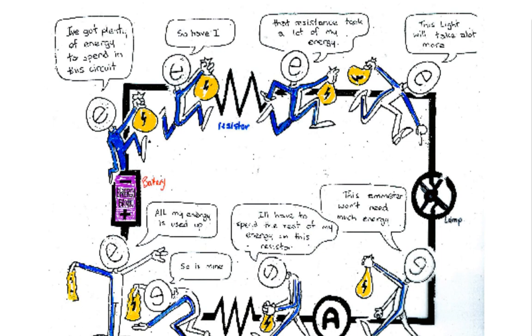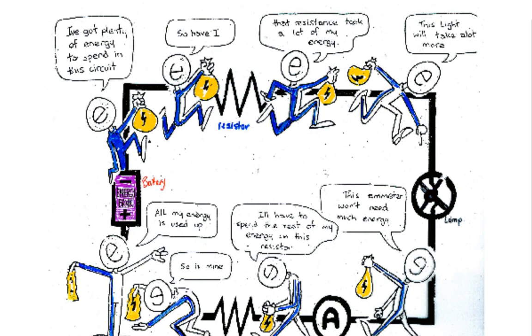So you can see our electrons here leaving the battery. "I've got plenty of energy to spend in this circuit." "So have I." Then they go through the resistor. "Oh, that resistor took a lot of my energy coming through here." This light will take a lot more. The ammeter won't need much energy. Ammeters don't use very much at all. And then they have to spend the rest of their energy when they go through this last resistor, and all the energy is used up before they return to the battery.